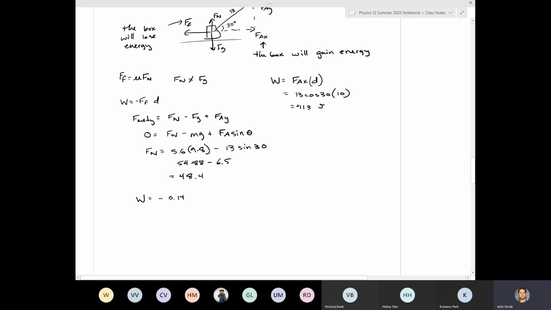0.14, that's our mu times our Fn, 48.4, times D. So this is mu Fn times D, and it's coming from right there. FF is mu Fn. Let me rephrase this. Work is FF times D, negative FF. And then negative FF is mu Fn. So we're going to go negative mu Fn times D, negative 0.14.